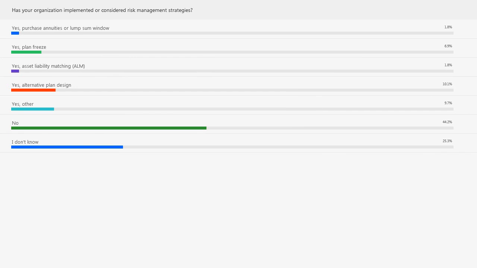Arthur, I don't know if this is what you were expecting. I know that we've had a fair number of plans look at some of these items, but you can see about half of plans haven't implemented risk management strategies. Is that what you see?